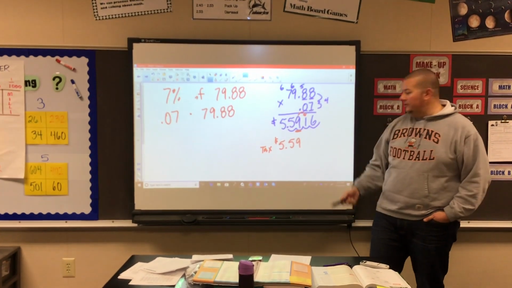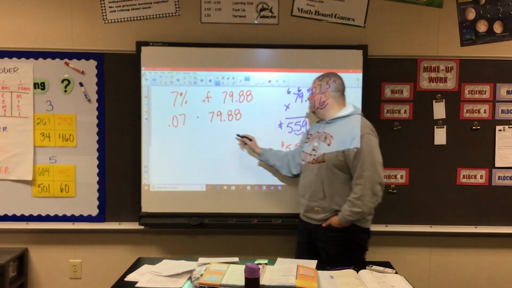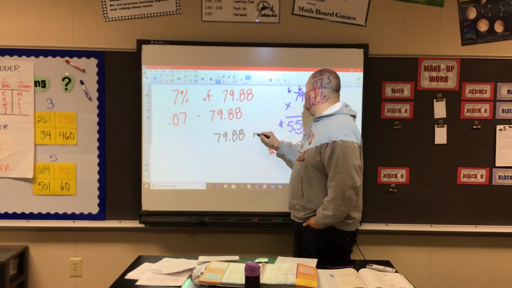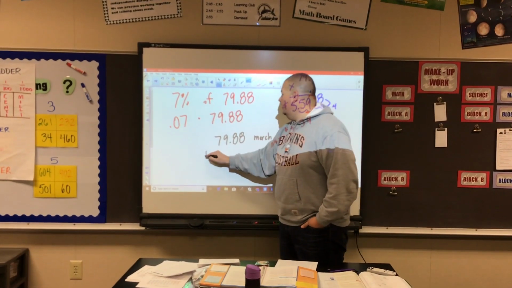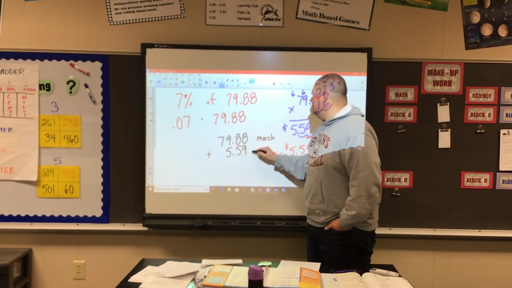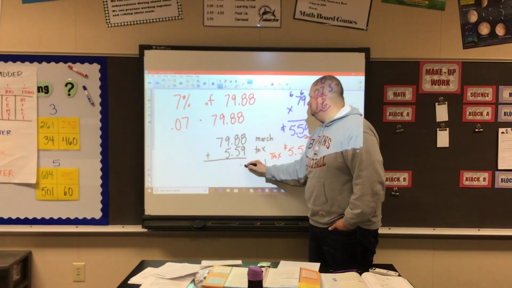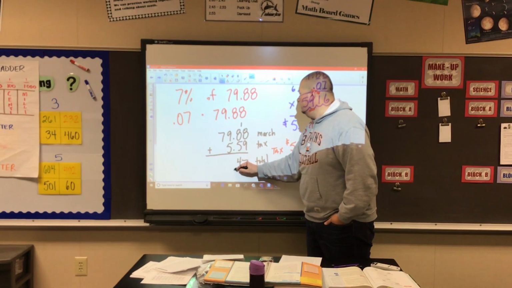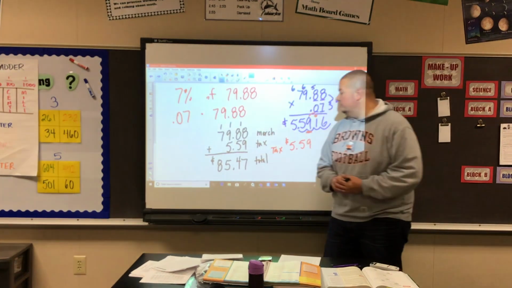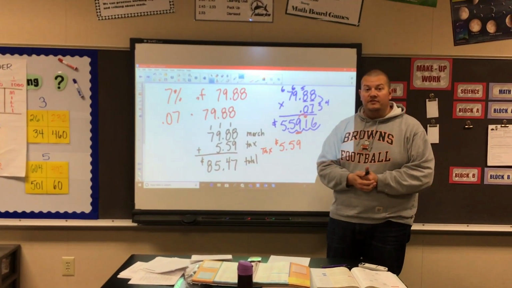That's going to then be added to the total cost of the 2 items, or the 3 items, since we had 2 gallons of paint. So we come over here and start with $79.88, the cost of our merchandise. Add to that the $5.59 tax, and then this is going to give you your total cost. So for the items I've purchased, I should expect when I go to the register to be charged $85.47.